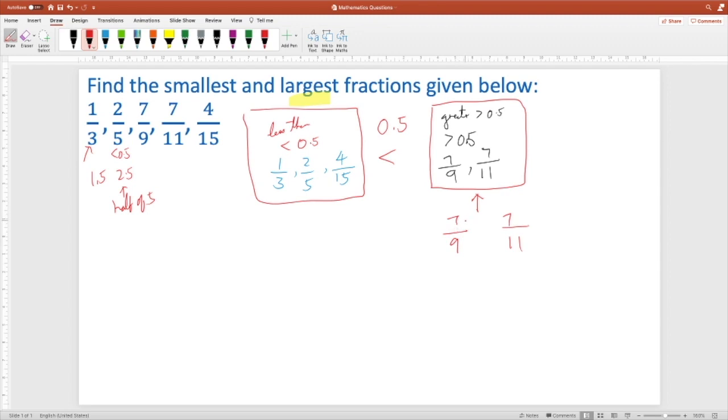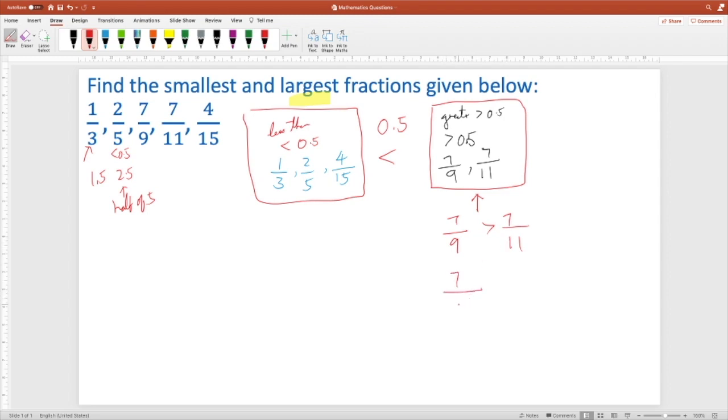In this case, we know that if the numerators of 2 fractions are the same, the largest one must be the one with the smaller denominator. Or we can find the common denominator. Actually, using the logic, we know that 7 over 9 is greater than 7 over 11. If you cannot follow, we use this method.